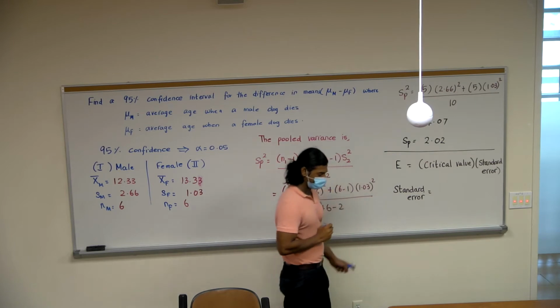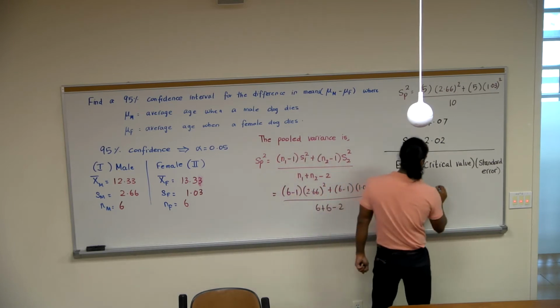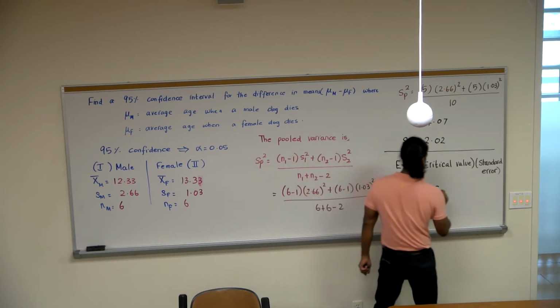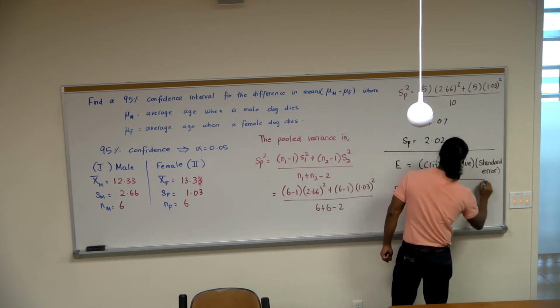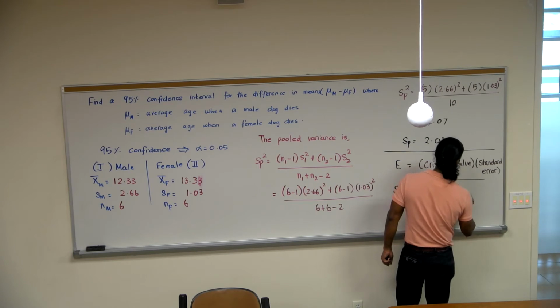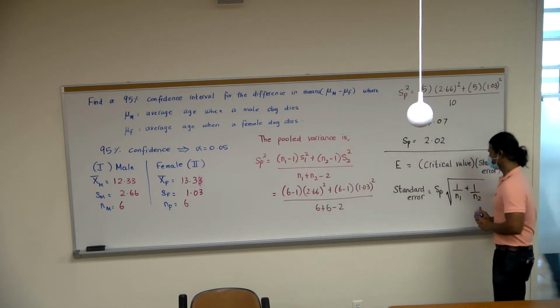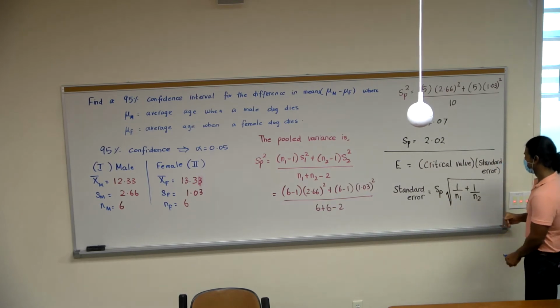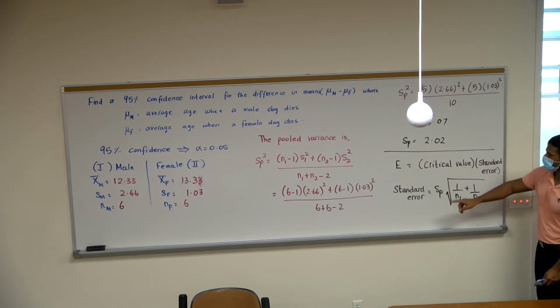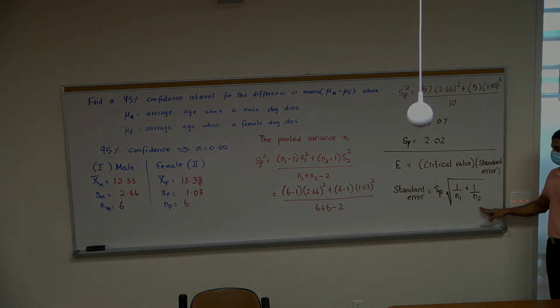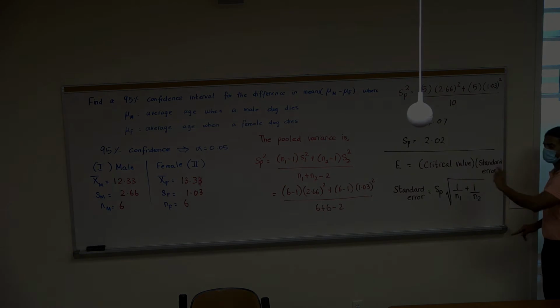The standard error in this case is simply the pooled standard deviation multiplied by the square root of 1 over n1 plus 1 over n2. N1 is the number of observations in the first sample, and n2 would be the number of observations in the second sample, which would be the female results. So put that in and tell me what you get.